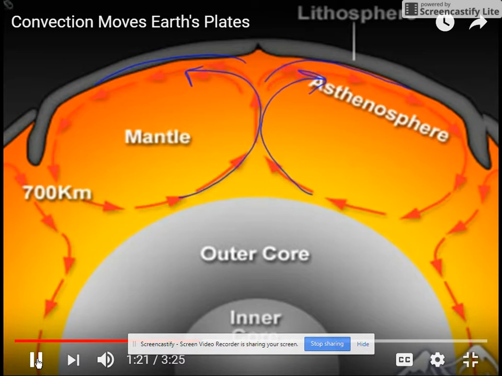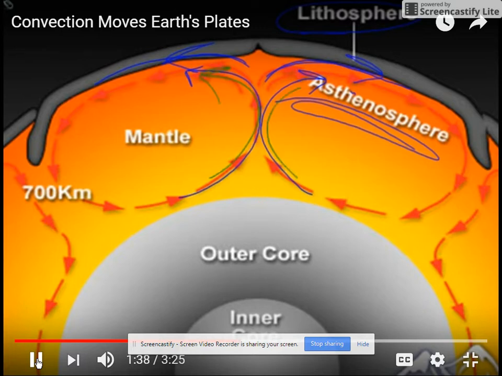They're resting on the soft asthenosphere. You don't have to know that. And they are pieces of the lithosphere. You have to know that they are either being pulled apart because of the convection currents that are running in this direction.